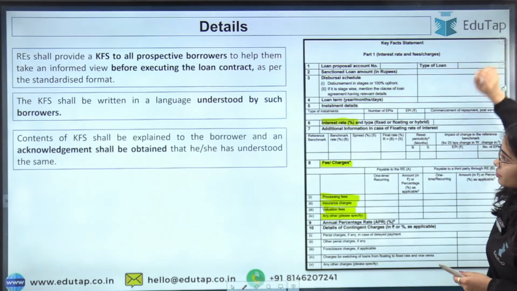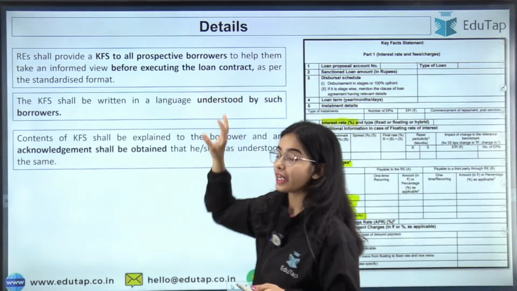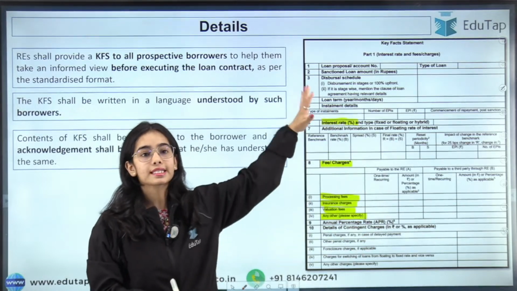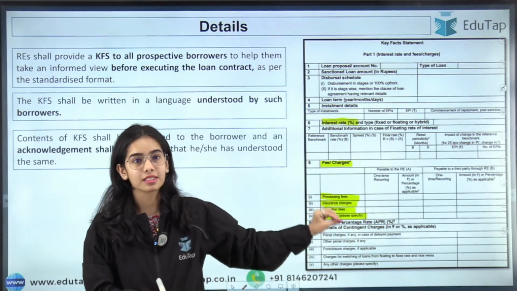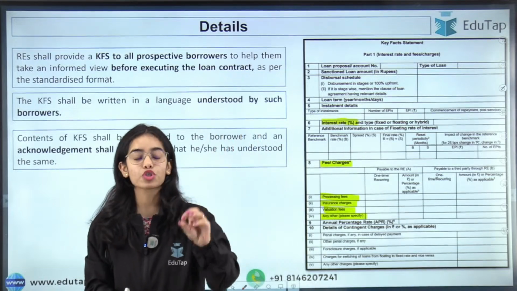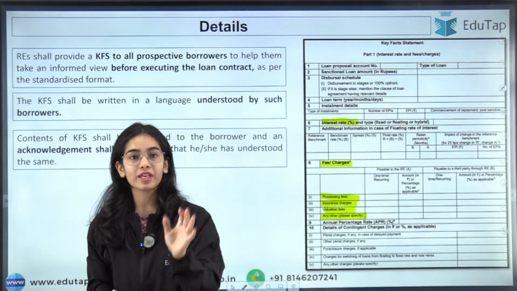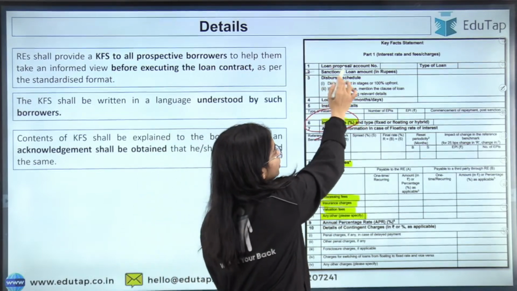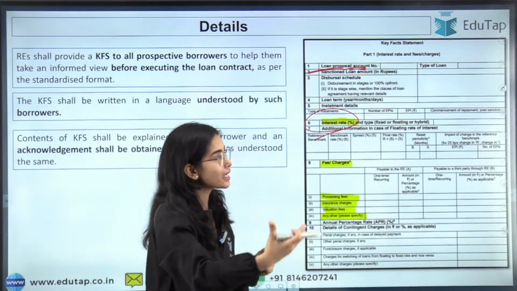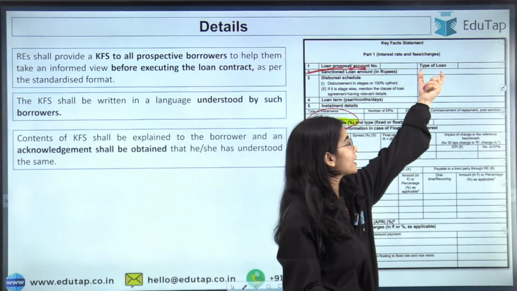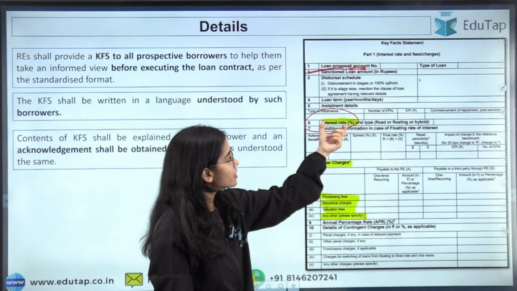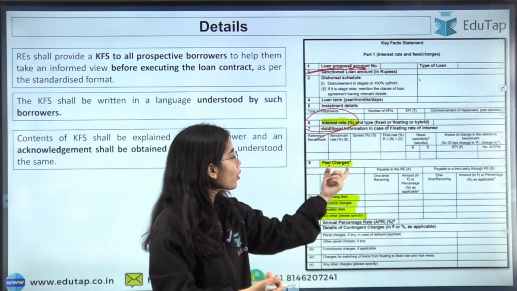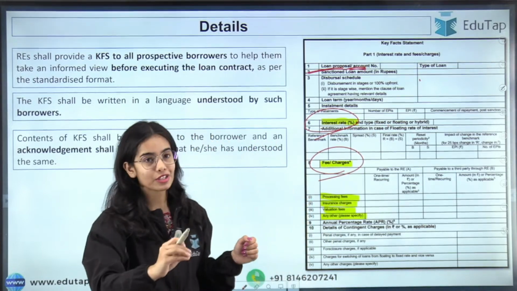So now, here you can see that regulated entities have to provide the key fact statement in a standardized format. This is the standardized format that has been provided by the Reserve Bank of India, where the banks and regulated entities such as the NBFCs have to show how much interest they are charging, what is the loan proposal or account number, how much loan they are providing, what type of loan they are providing, as well as the interest rate, the EPIs, the equated periodic installments, and they also have to tell the other fees or charges that they are levying.